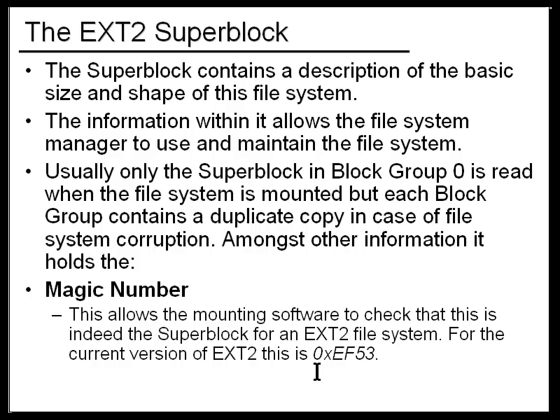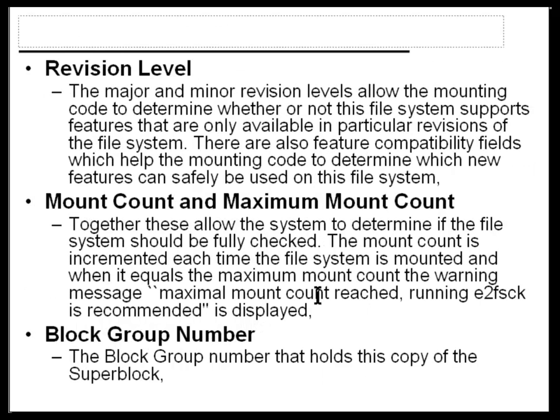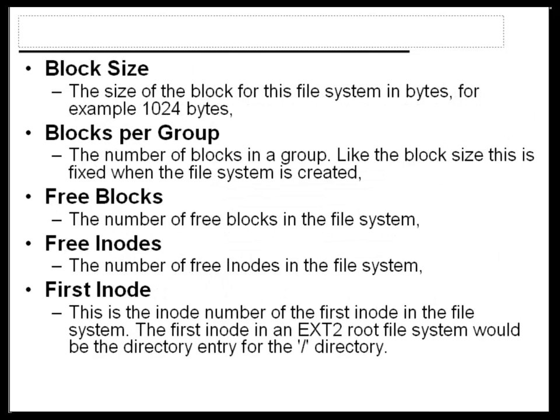So the information within the superblock allows the file system manager to use and maintain the file system. Usually only the superblock in block group 0 is read when the file system is mounted, but each block group contains a duplicate copy in case of file system corruption. It also holds a magic number, which allows the mounting software to check that this is indeed the superblock of an ext2 system. It has a revision level, mount count and maximum mount count, and a block group number that holds this copy of the superblock.